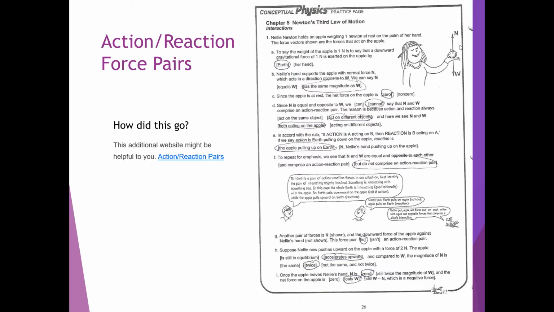So how did this go? If it didn't go well, you might want to take a look at the Physics Classroom website, which is where this link is. They talk a little bit more about action-reaction pairs. There's a few other examples there. If you're confused, you might find that useful. But if not, you don't need to look at it.